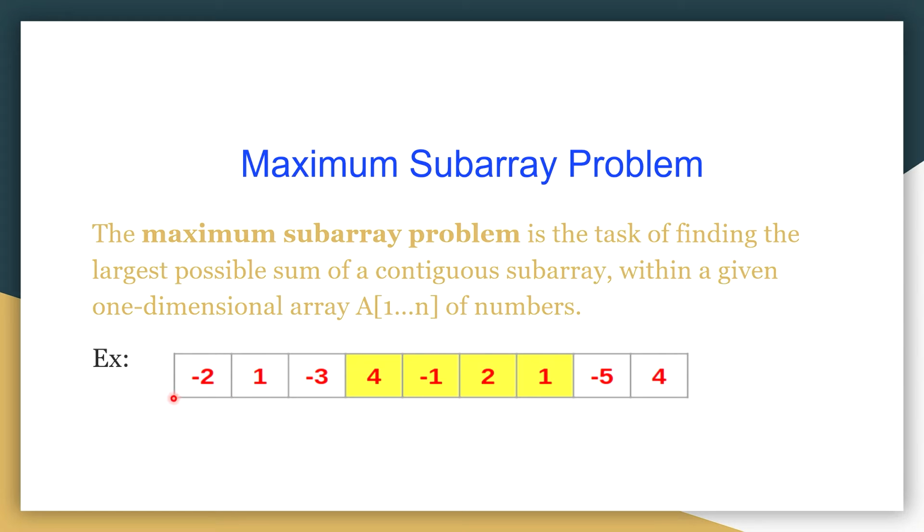In this array, we need to find the maximum sum of a contiguous subarray. That means a subarray can be -2, 1, 3, -2, 1, 4, or 1, 3, -3, 4, 4, -1, 2, 1, etc. We need to find the maximum sum of a subarray in this array. In this, the maximum subarray would be containing 4, -1, 2, 1. Hence, we need to return 4 plus 2 is 6, plus 1 is 7, -1 is 6.